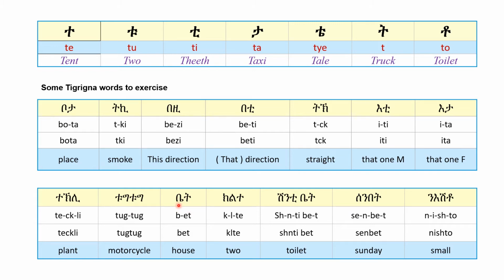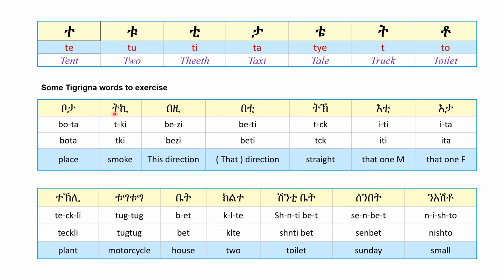Bet, bet. Külte, külte. Şünti bet, şünti bet. Senbet, senbet. Nişto, nişto.